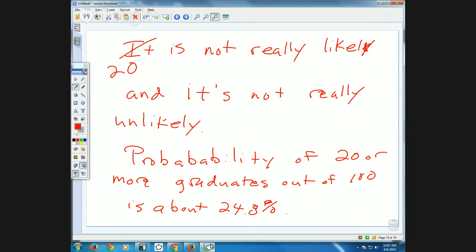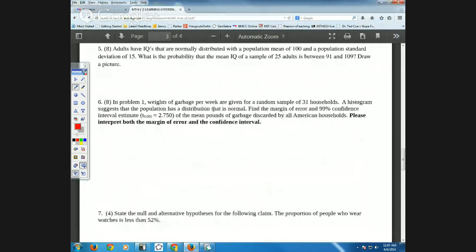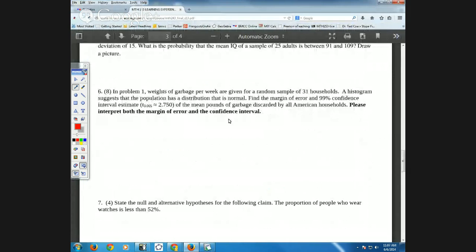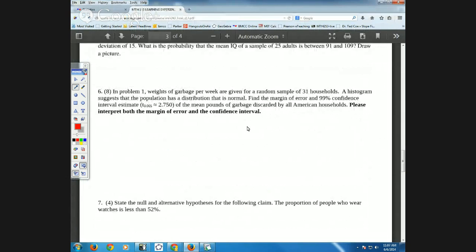All right. We got time for one more problem. Yeah, so this is very likely to happen on the test. I will have a problem later that refers to the data in the beginning. So number 6 says in problem 1, weights of garbage are given. So in order to solve this problem, you have to look back at that data to figure out what's going on here.